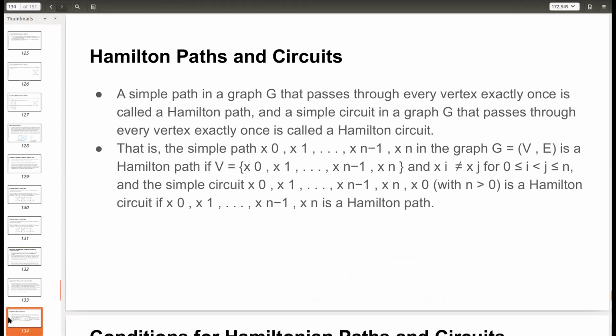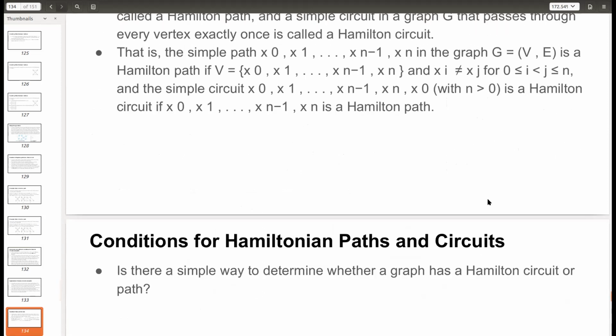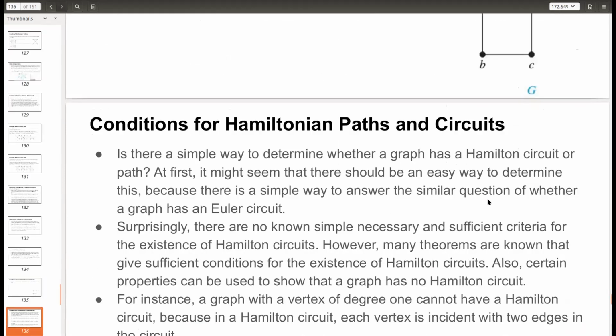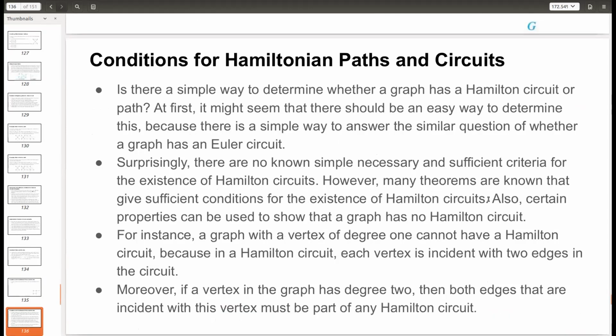And then we saw that, unlike Euler's theorem, there's no straightforward condition to show that Hamiltonian paths exist, right? But the vice versa, you can show it's true. Like if you have a vertex with degree 1, it can definitely never be in a Hamiltonian circuit, because to be in a circuit, its degree should be at least 2. That means you should have an incoming as well as an outgoing edge.